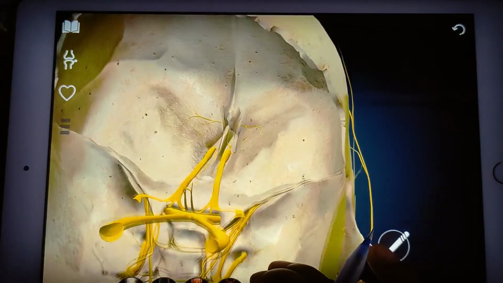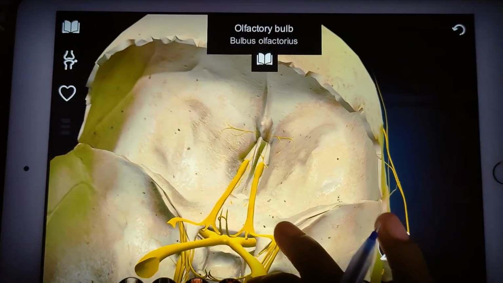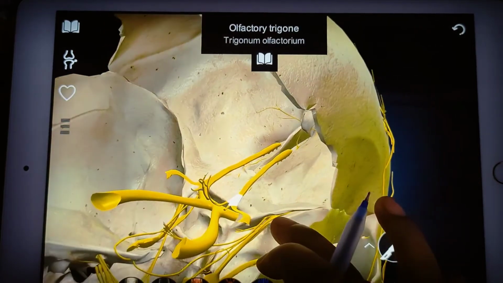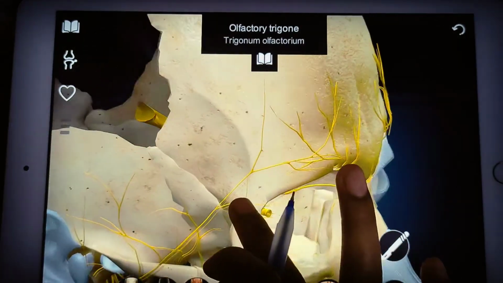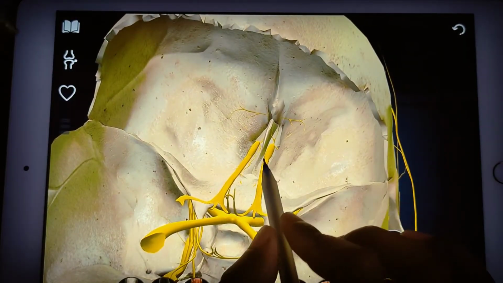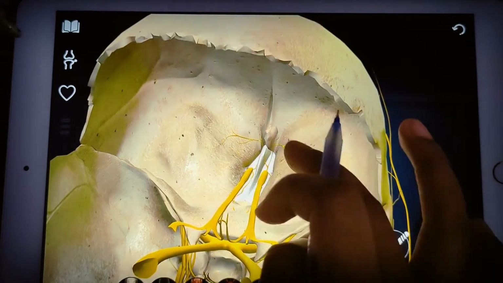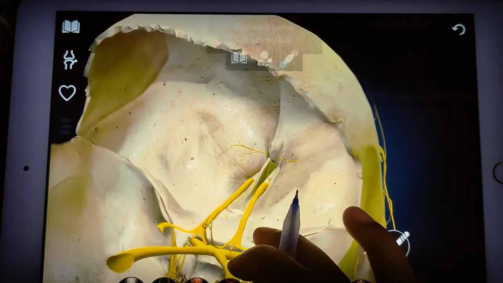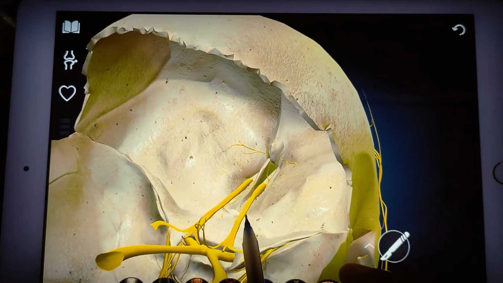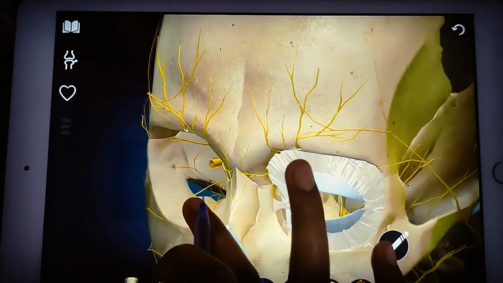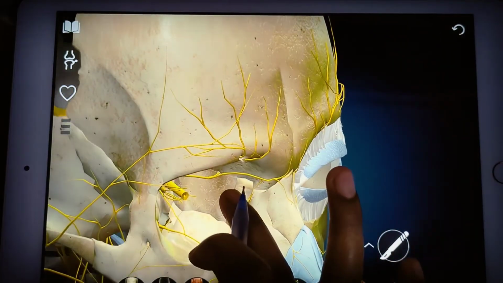This is very easy. This is your olfactory bulb. This is your olfactory tract, olfactory nerve, and all that. This supplies, I think this is very easy. This is your ethmoid bone. This one is your cribriform plate, and the olfactory nerve pierces through the cribriform plate and goes to the roof of the nose. I'm going to show you.